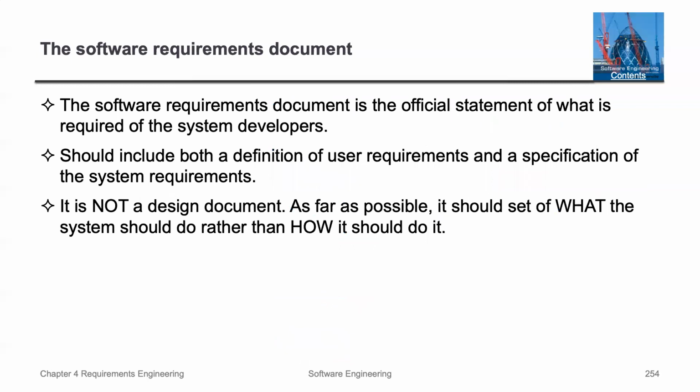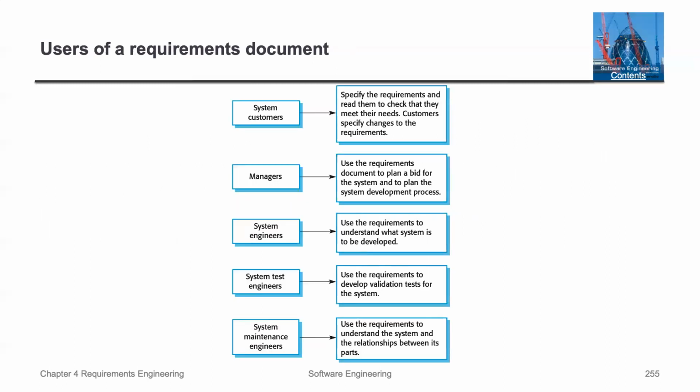The software requirements document. This is the official statement of what the requirements of the system are for the system developers. It should include both the definition of the user requirements and the specification of the system requirements. It is not a design document. As far as possible, it should set out what the system should do rather than how it should do it. And here is an example of the users of a requirements document: the system customers, the managers, system engineers, system test engineers, and finally the system maintenance engineers.